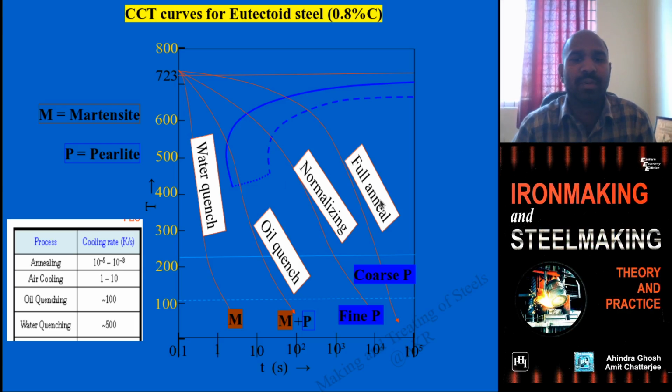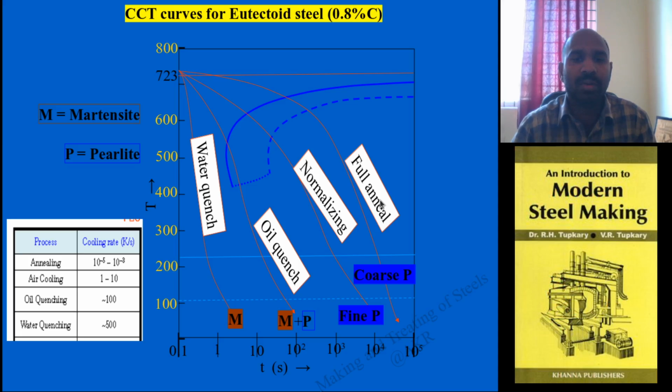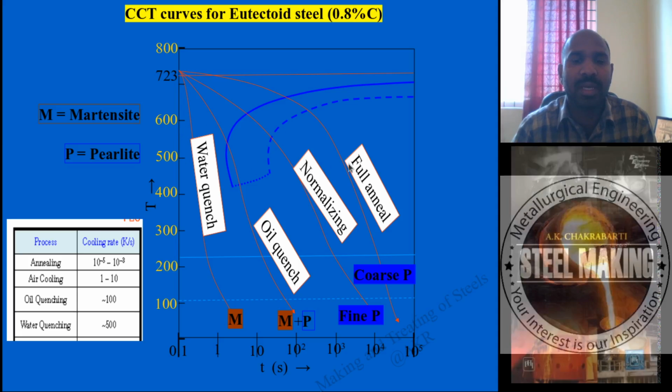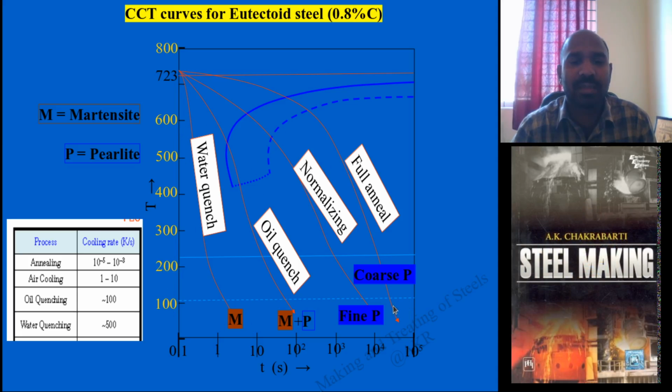Within the furnace, if the cooling is done just by switching off the instrument and bringing it down to room temperature, you will see coarse pearlite in the final microstructure. The cooling rate will be this much, varying from 600 to 500 to 100. It will take a very long time for cooling.